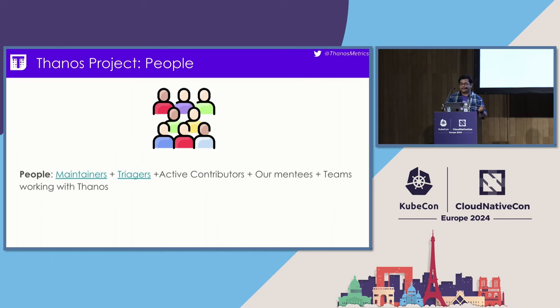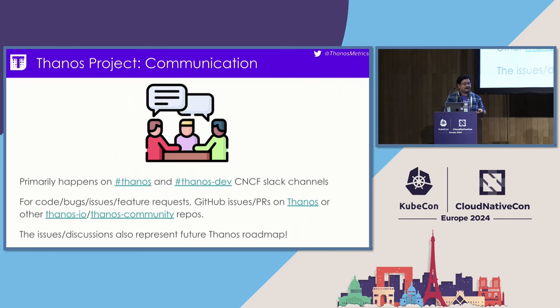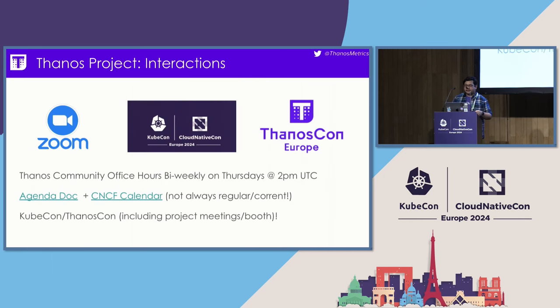And the way you get involved is to just join the communication happening on our Slack channels, either on Thanos or Thanos Dev, on our GitHub issues and on PRs, where all the major work happens, or even decide what the future of Thanos should be like by commenting on these issues. And for meeting with people in the Thanos community, we try to have bi-weekly office hours, although that is hard to organize at times.